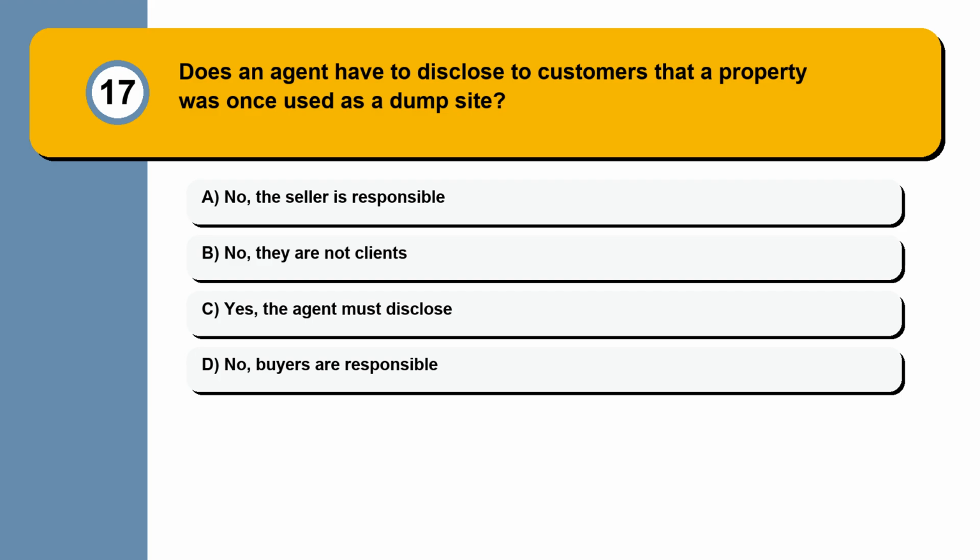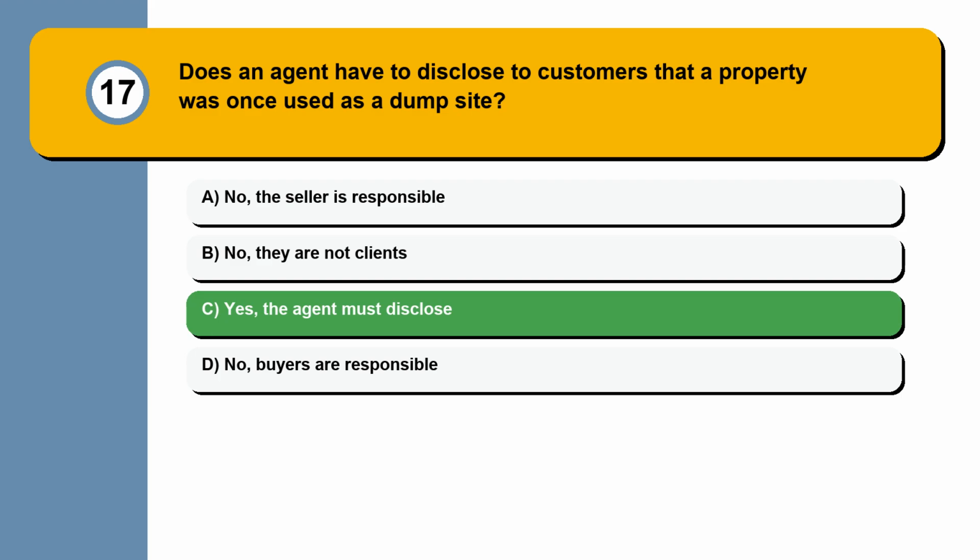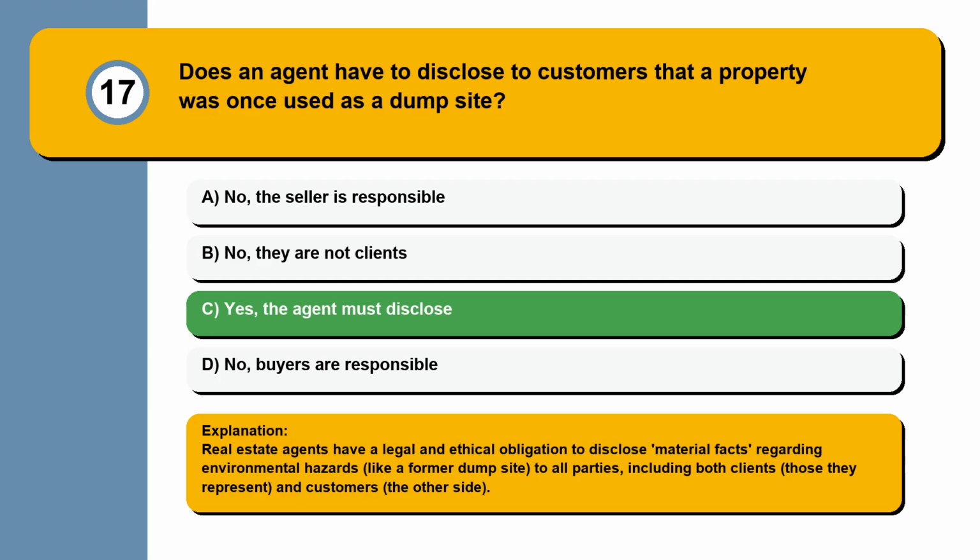Question 17. Does an agent have to disclose to customers that a property was once used as a dump site? No, the seller is responsible. No, they are not clients. Yes, the agent must disclose. No, buyers are responsible. Real estate agents have a legal and ethical obligation to disclose material facts regarding environmental hazards, like a former dump site, to all parties, including both clients, those they represent, and customers, the other side.